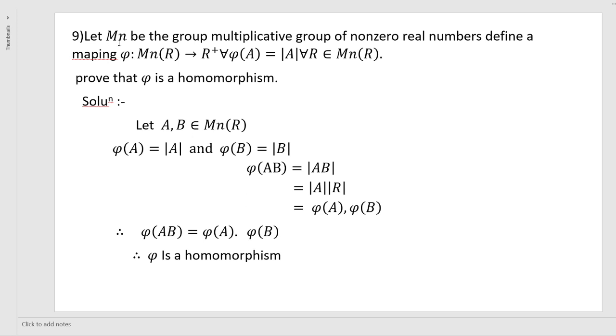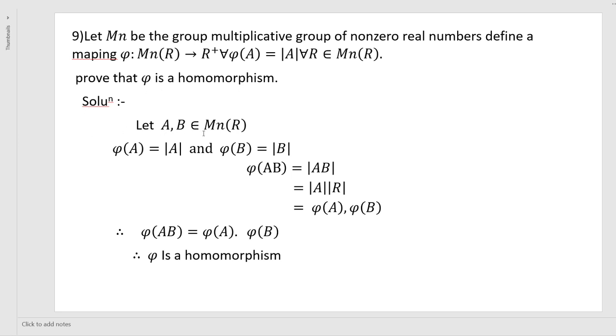Next, let M_n(R) be the multiplicative group of non-zero real numbers. Define a mapping phi from M_n(R) to R plus, where phi of a is equal to mod a for all a belonging to M_n(R). Prove that this phi is a homomorphism.